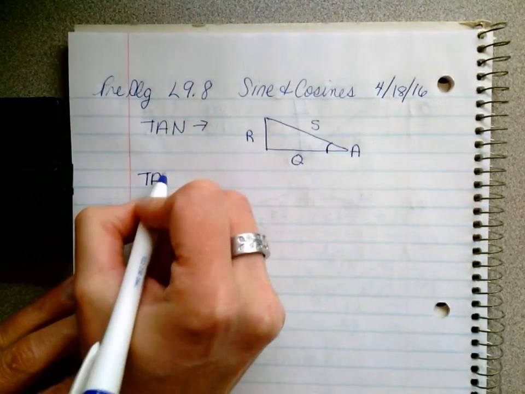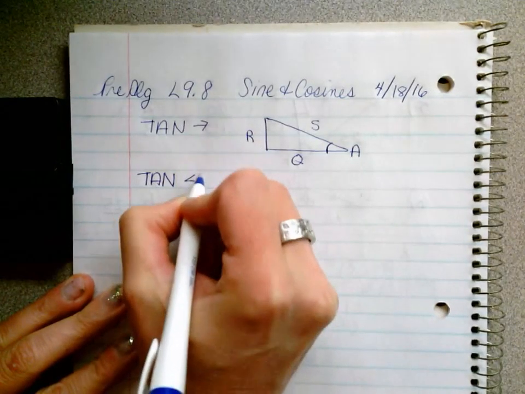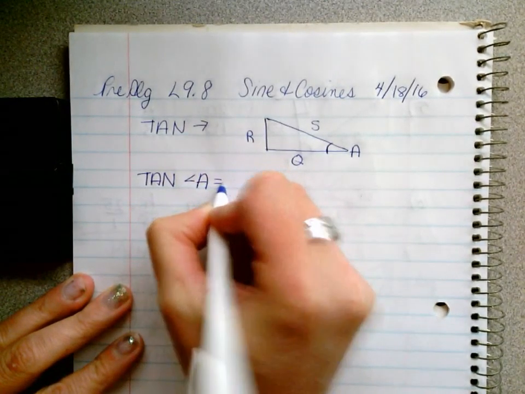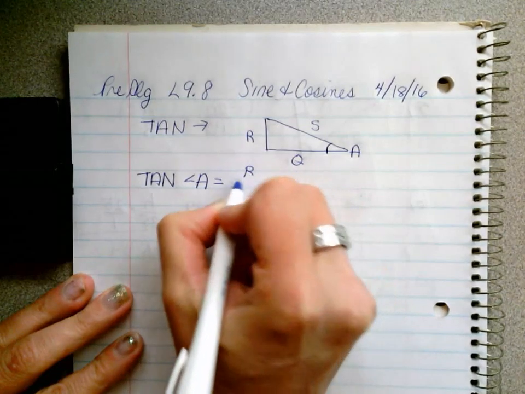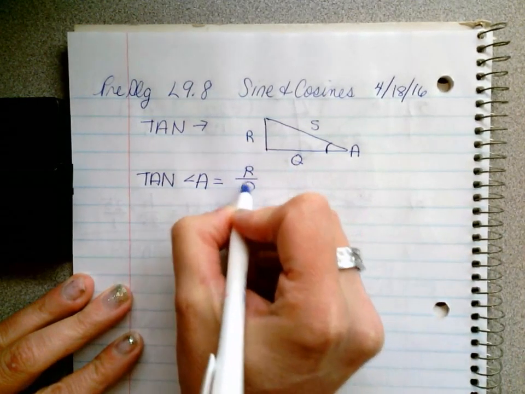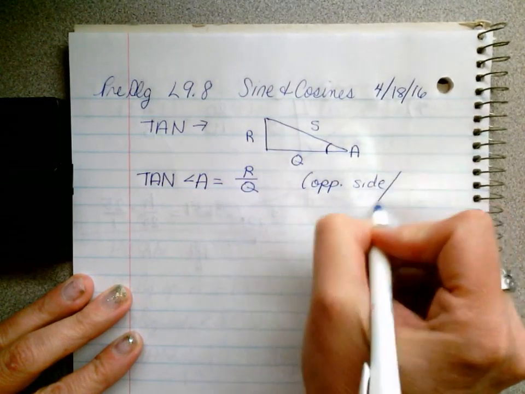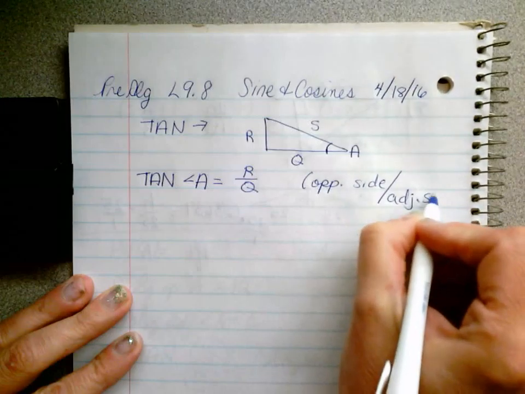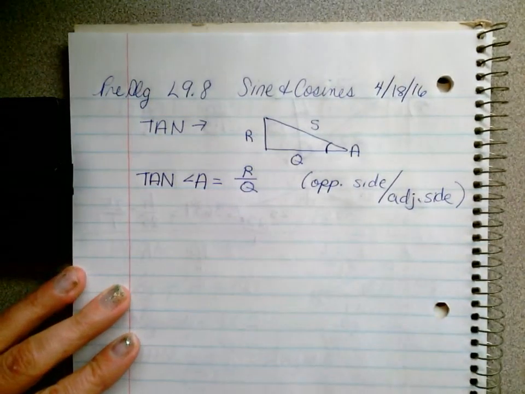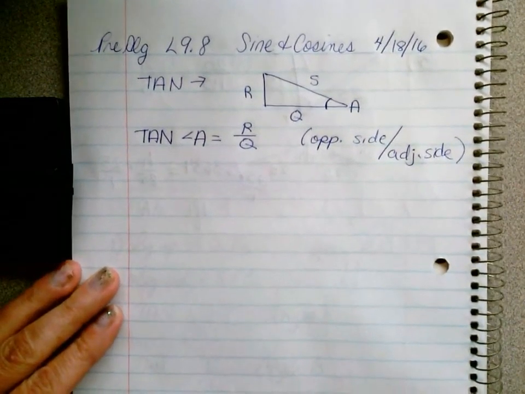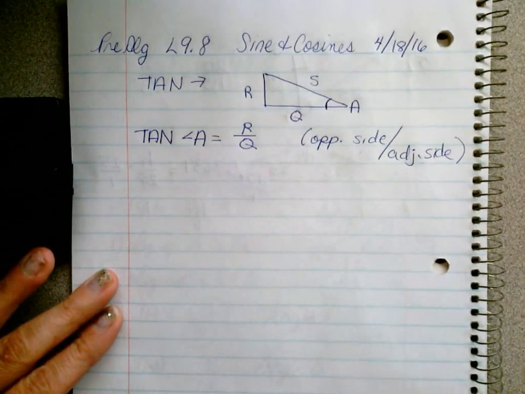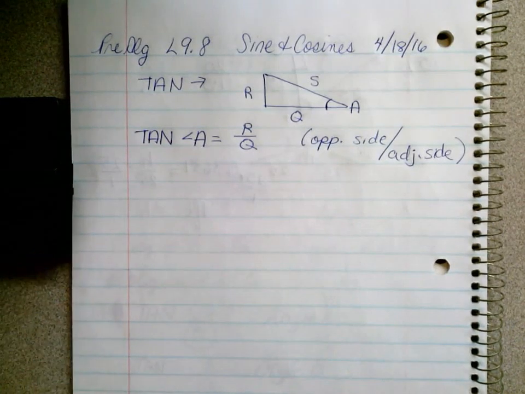The tangent, what you learned yesterday, or last week, of angle A is equivalent to the opposite side over the adjacent side. Opposite side over adjacent side. Now these are sides, these are legs, not hypotenuses. Okay? Not hypotenuses. We will use the hypotenuse a little bit today as we learn a little bit more about ratios.